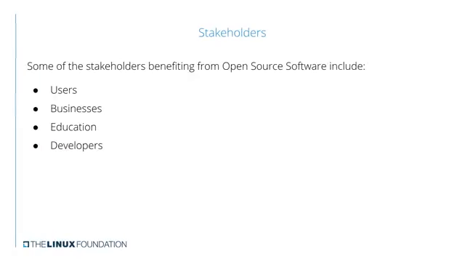There are many people that use and deploy open source software, and we'll just discuss here users, businesses, educational institutions, and developers. Now, these are overlapping categories, obviously. Businesses use the code, as do educational institutions, for example, and developers will work for businesses or educational institutions also.